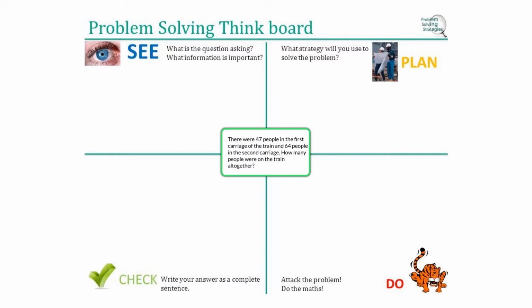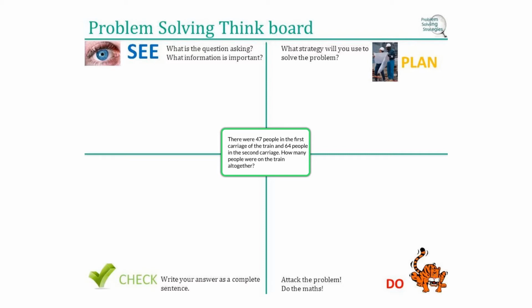I'm then going to plan, so decide on a strategy that I'm going to use to solve this maths problem. I will then attack the problem in the do section and use all of my knowledge, but more importantly, showing my working and the steps along the way. And then in the check section, I'm going to write my answer as a complete sentence and see if I can figure out a way to double check to see that I'm accurate.